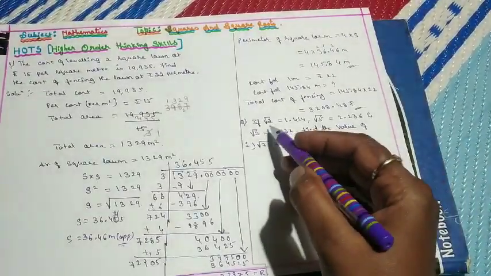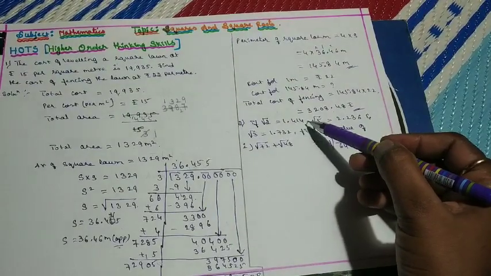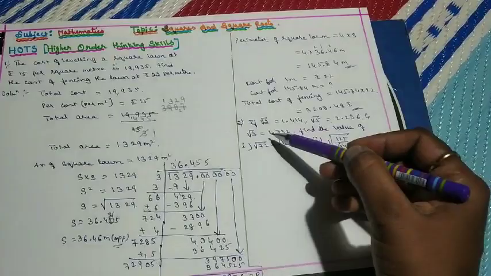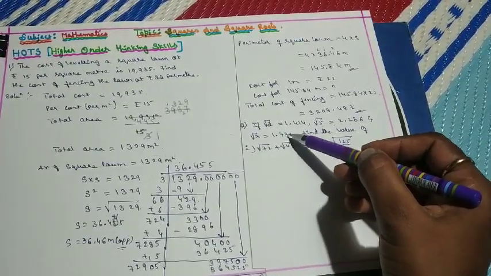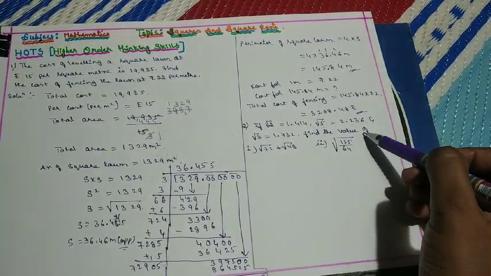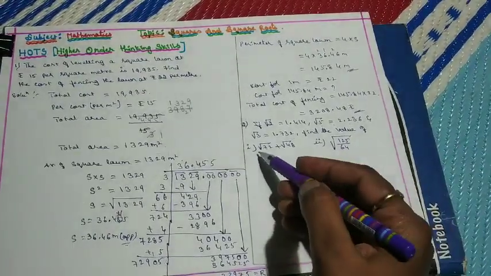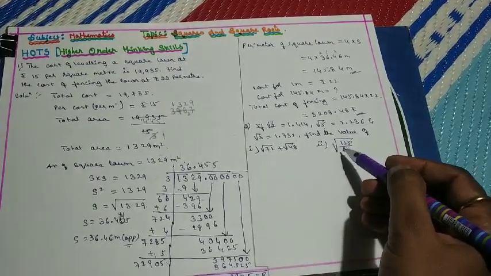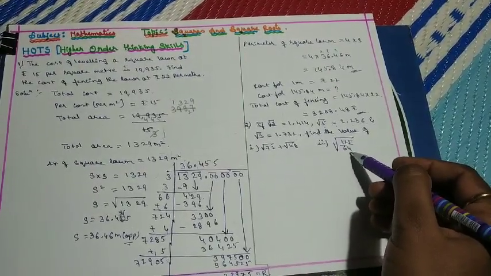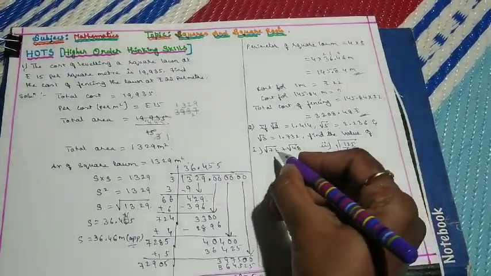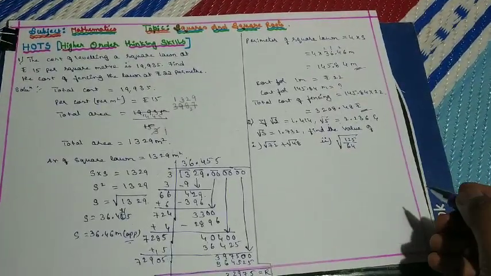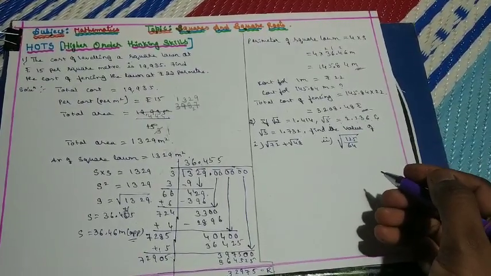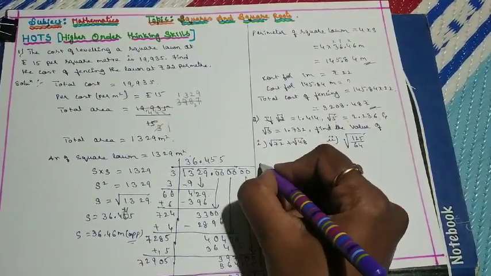Second question: if root 2 equal to 1.414, root 5 equal to 2.236 and root 3 is equal to 1.732, then find the value of the two sub-questions given. The first one is root 72 plus root 48. The second one is square root of 125 divided by 64. But here children, 72 is a non-perfect square, but we can find its factors by doing prime factorization. So the first one, solving.